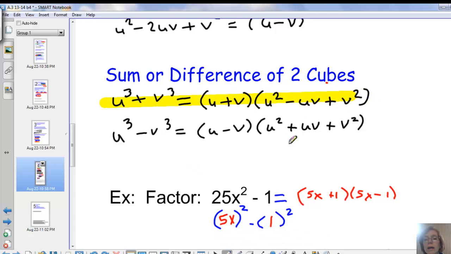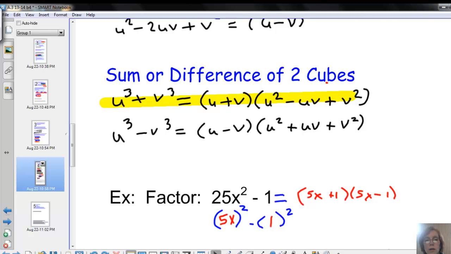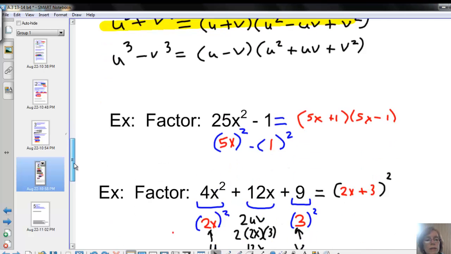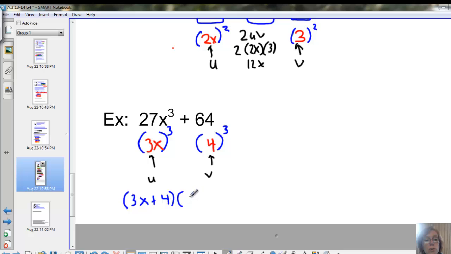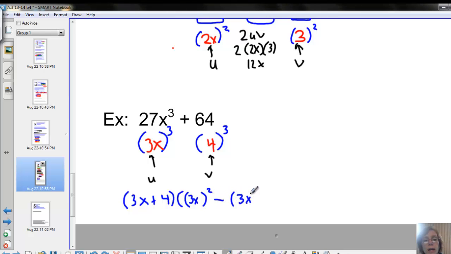Alright, so if we're going to use that formula, let's go back down and use that formula. So we are going to have u plus v is going to be 3x plus 4, and then we need u squared, which is 3x, careful here, 3x quantity squared, minus uv, it's going to be minus 3x times 4, plus v squared, which is plus 4 squared.